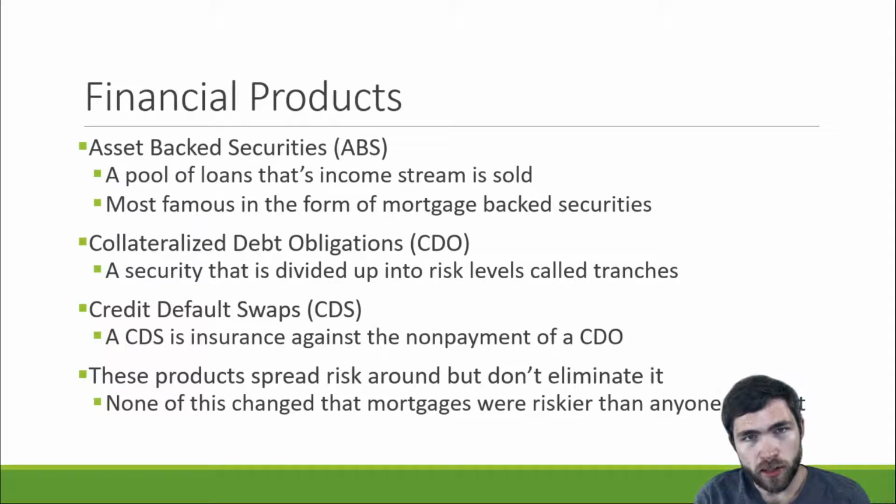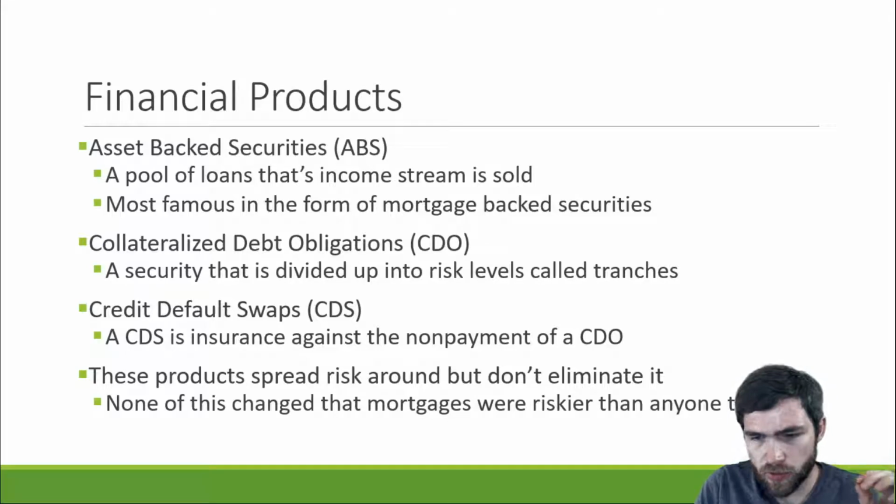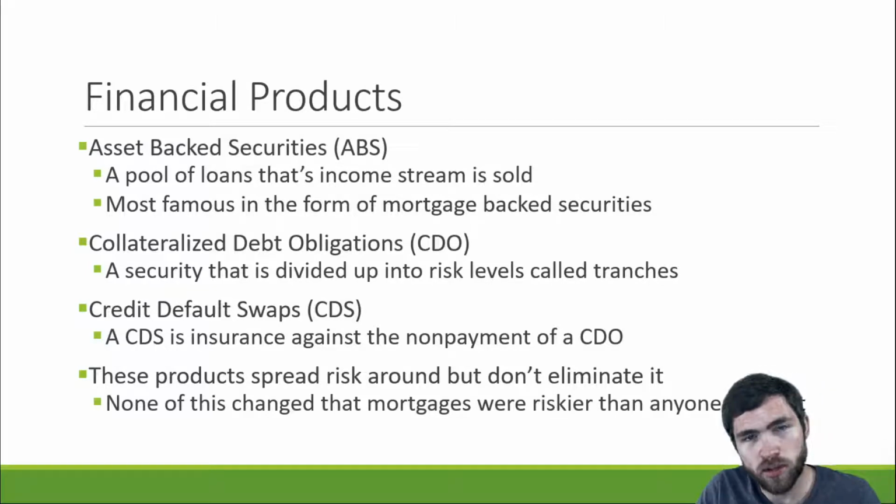So importantly, all of these things just spread risk around. They don't eliminate it. There's still always the real present risk that individuals are just not going to make their loan payments. And so none of these different products were able to eliminate that downside risk. It just spread it around to a bunch of different individuals and institutions. And since the mortgages themselves were actually riskier than people thought, that caused a problem.